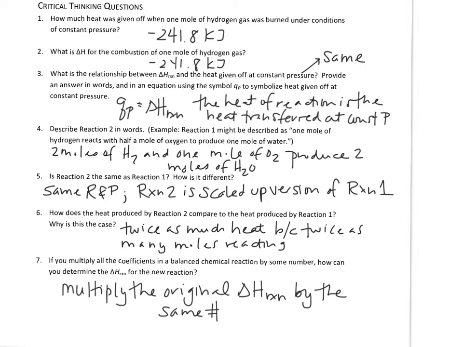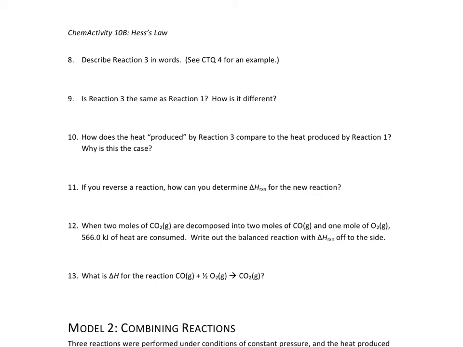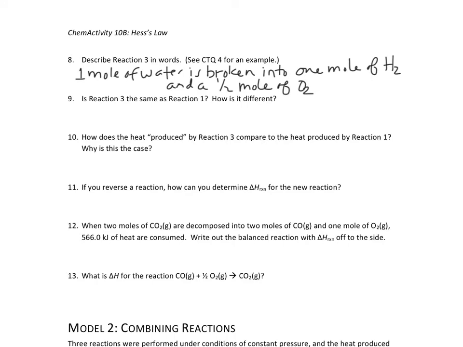So we would multiply the original delta H of reaction, or heat of reaction, by the same number. Now let's look at reaction 3. How would we describe that one in words? We could say that 1 mole of water is broken apart into 1 mole of H2 and a half a mole of O2.